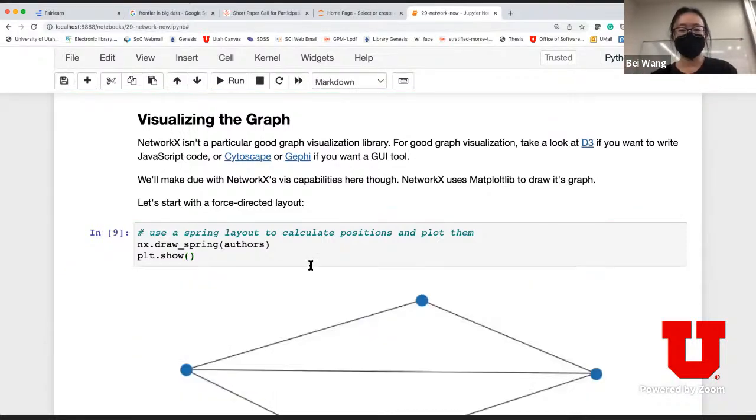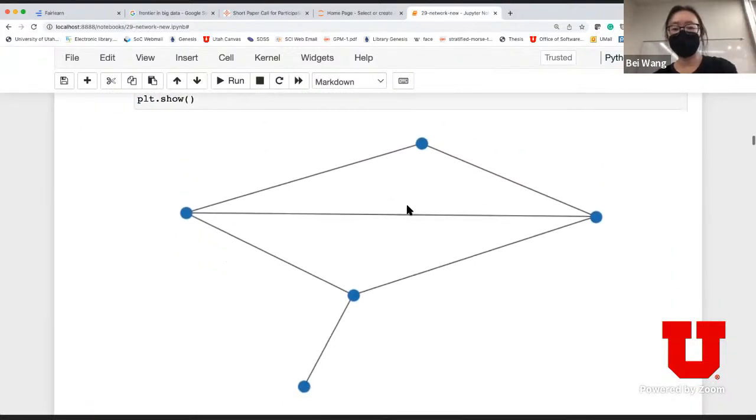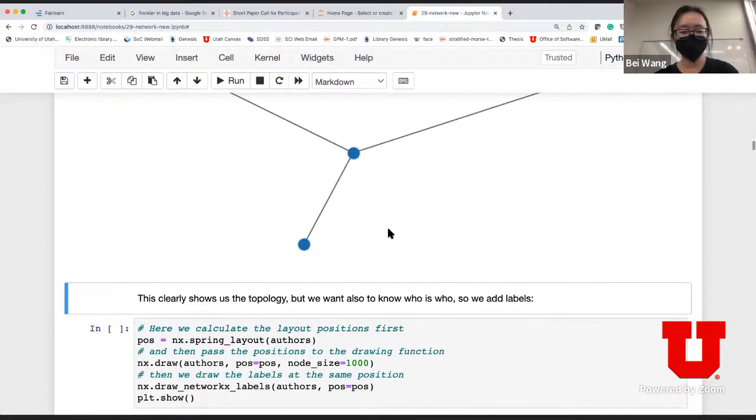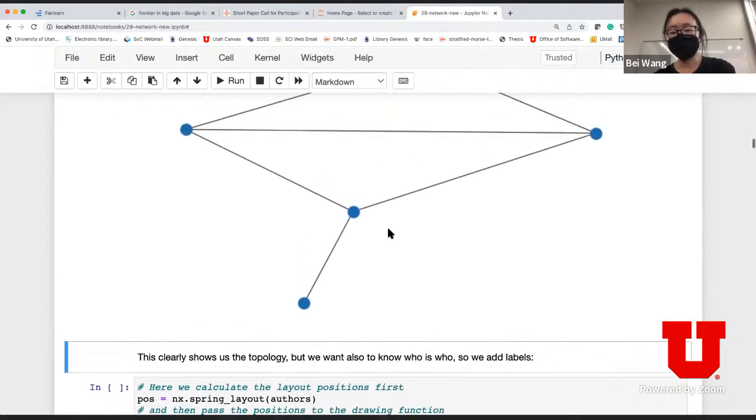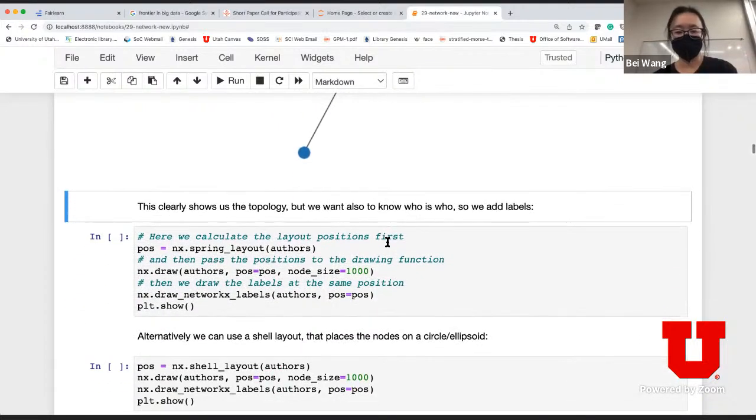So this is how the visualization looks. For the data set we just described, there are 5 authors, and there are edges between them. Of course, this shows the connectivity or topology of the underlying graph, but it doesn't really show the attributes. It doesn't even show the name of the node. So we want to add the label.